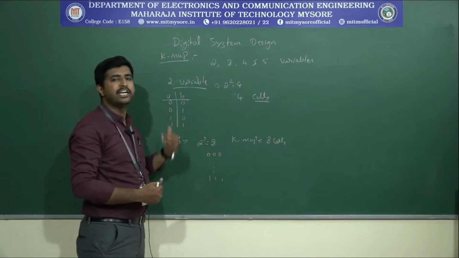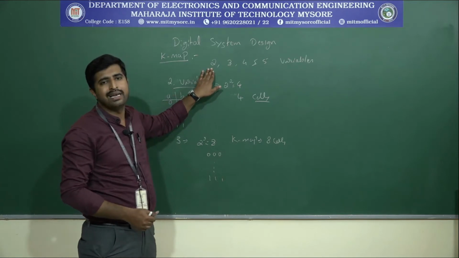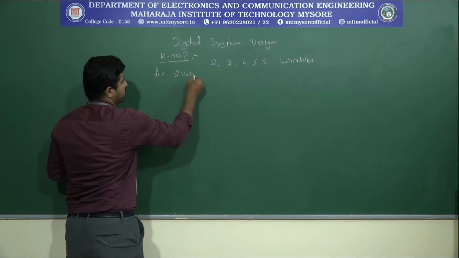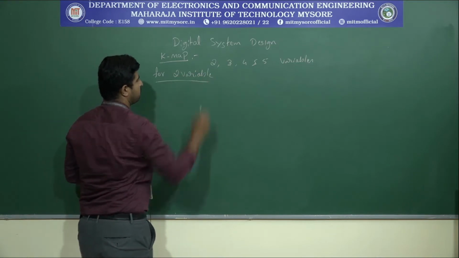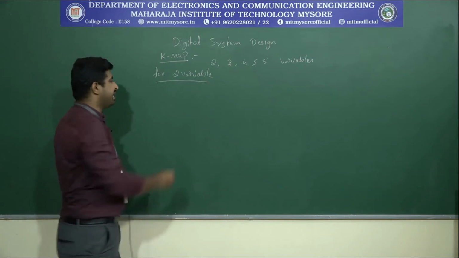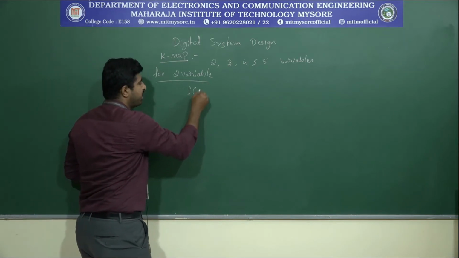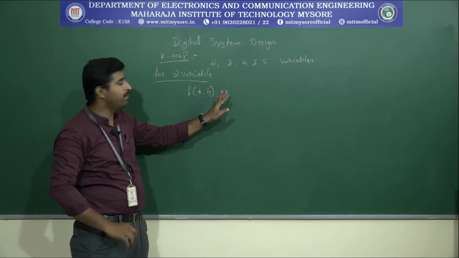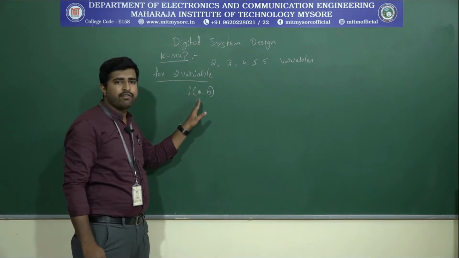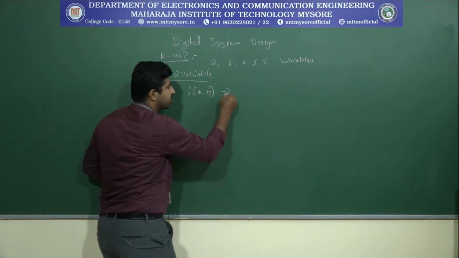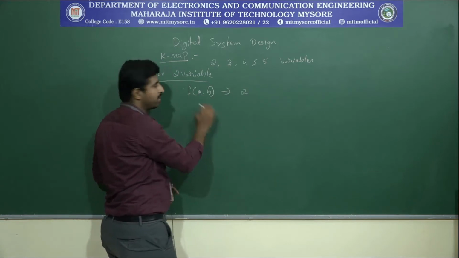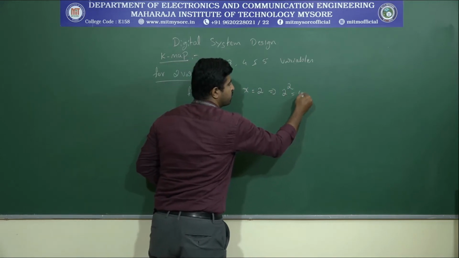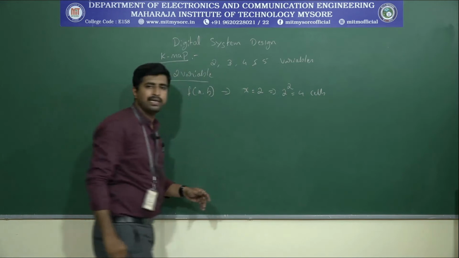Let's understand individually. Let's take a 2 variable K-map. How will it look? Assuming we have f of a comma b, we are not going to bother about the equation now. This indicates 2 variables, so n equals 2, which means 2 to the power of 2 equals 4 cells in the K-map.